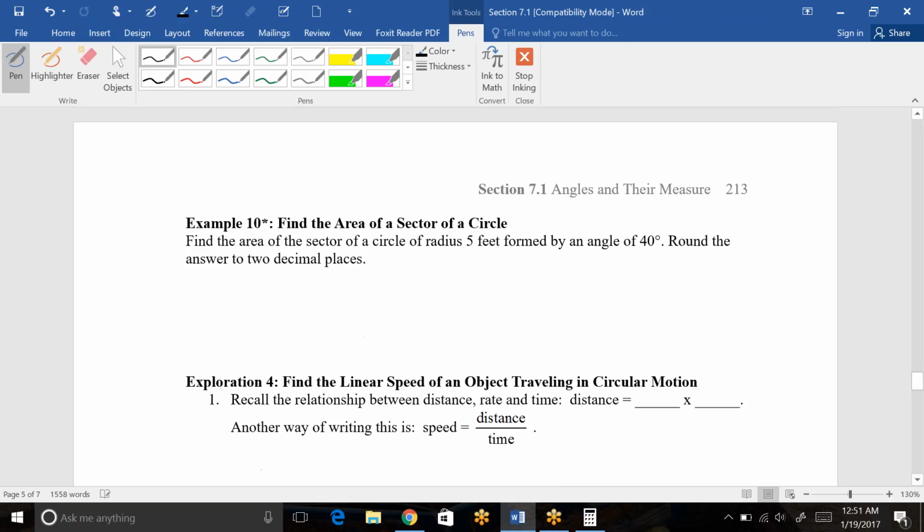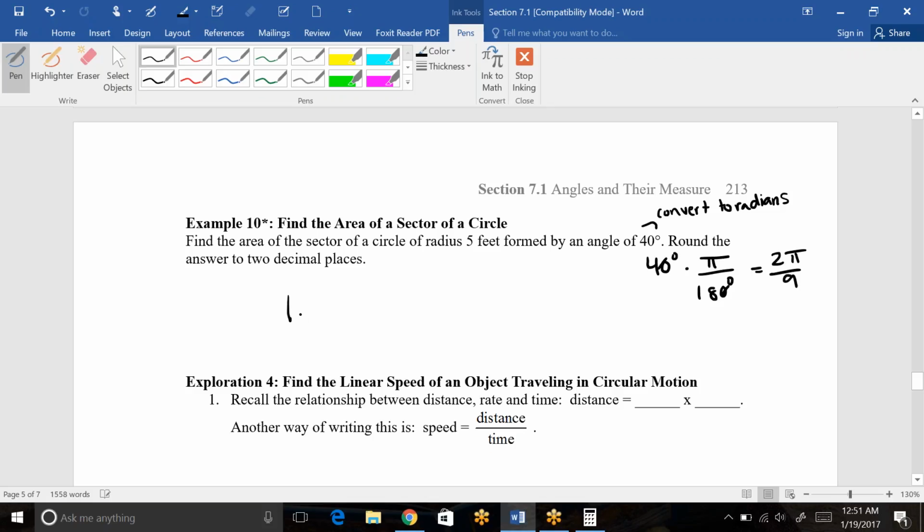So find the area of a sector of a circle if the radius is 5 feet and the angle is 40 degrees. Okay, here's where we're in trouble. The formula only works with radians, so we need to convert to radians. So remember, our rule for that is we multiply it by pi over 180. So I have a 4 pi over 18, and that would reduce to a 2 pi over 9.